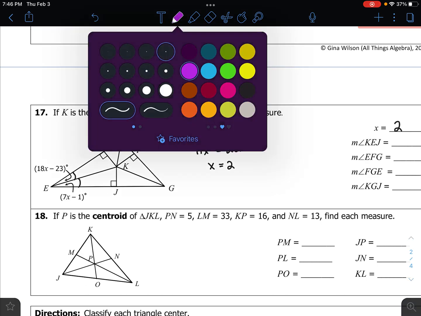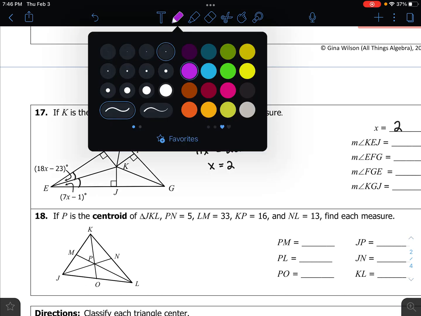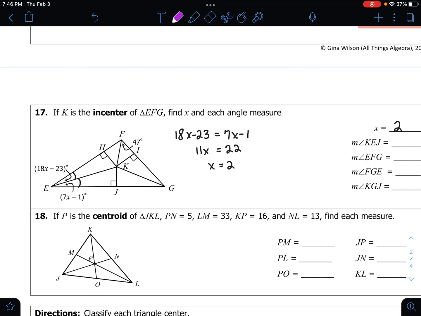All right, now we need to find the measure of... Okay, I'll do these one at a time. Because, you know what? I'm going to go ahead and plug it back in. So we're going to plug in a 2. We got 18 times 2 minus 23. So that's 36 minus 23, and that's going to be 13. Let's try this one. That's going to be 7 times 2 minus 1, which is 14 minus 1, which is 13. So both of these angles are 13 degrees. I want to write that inside, though, because my brain likes to see it where it's supposed to go. Okay, so that's 13 and 13.